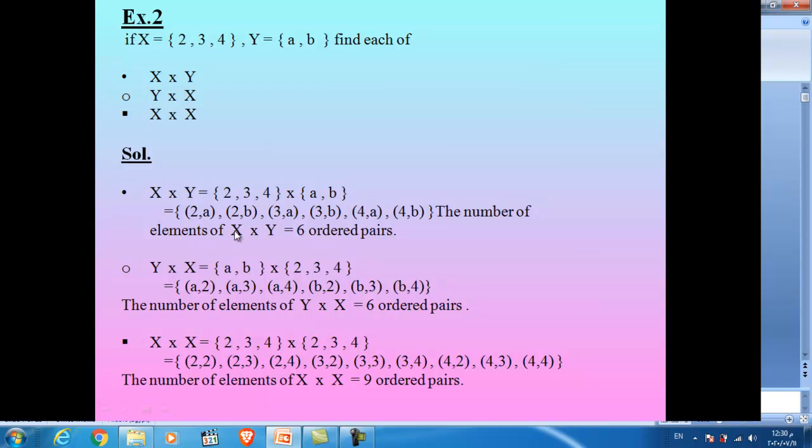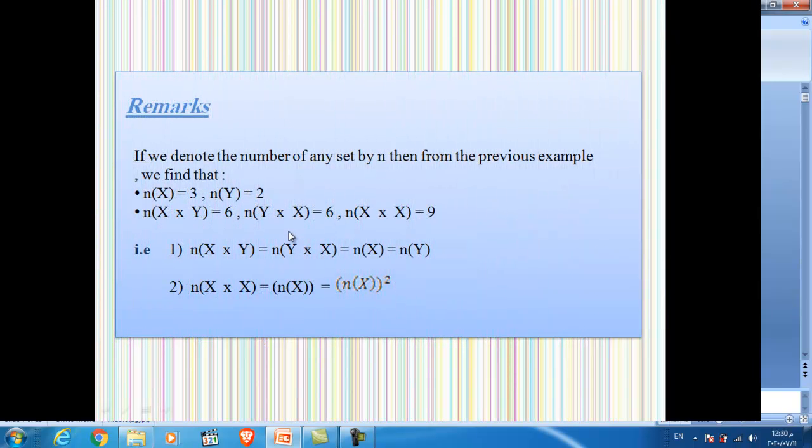The number of elements will be 6. Why? Because if you want to get the number of elements in X times Y, we multiply the number of elements of X times the number of elements of Y. We have 3 elements here and 2 elements there. 3 times 2 equals 6 ordered pairs. So you have to know that if n(X) equals 3 and n(Y) equals 2, then n(X times Y) equals 6, which is 3 times 2. Here n means the number of elements in X and in Y.